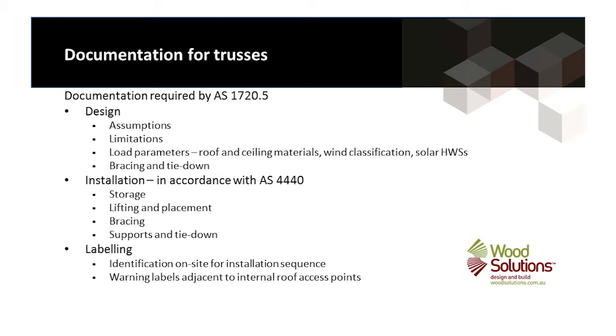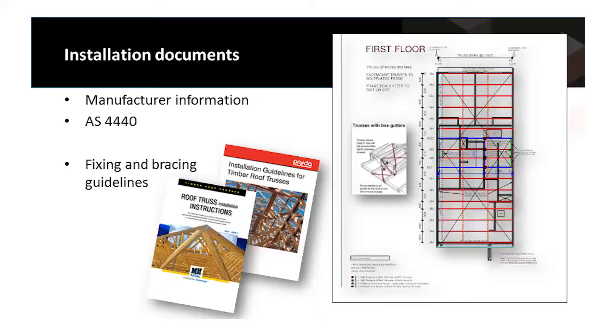Finally, there are labelling requirements in AS 1720 Part 5 that require labels to be put on trusses next to the access points that say what the trusses were designed for. This is so that future owners can be aware of what the limitations of the truss designs were. Installation documents we've already mentioned.